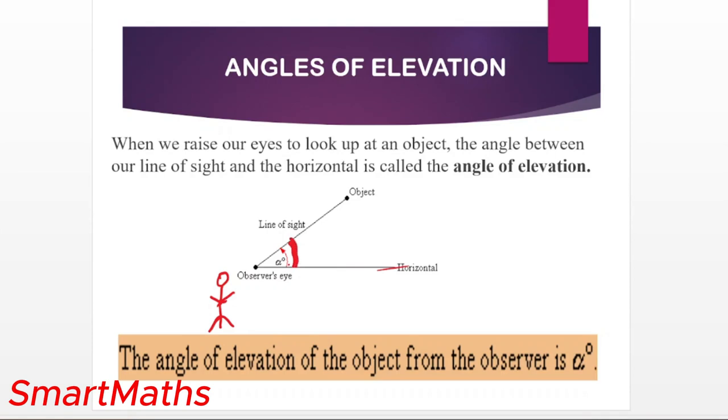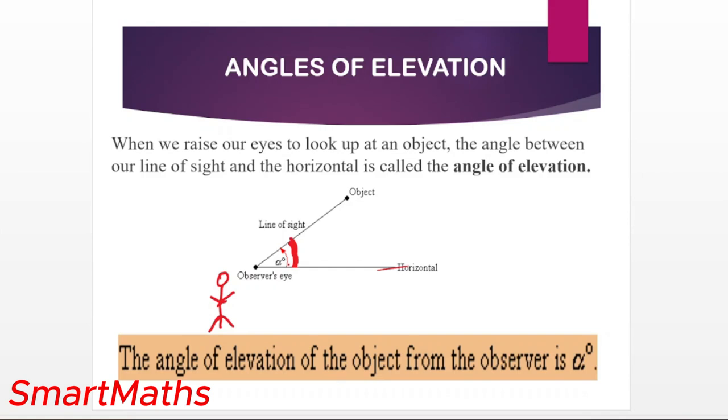So this angle here is called the angle of elevation. That's why I said that when we raise our eyes to look up at an object, the amount of turn you made to look at that object is what we call the angle of elevation. The angle between the line of sight and the horizontal line is called the angle of what? Elevation. So the angle of elevation of the object from the observer is the alpha degree that we have there. I hope this is very clear.